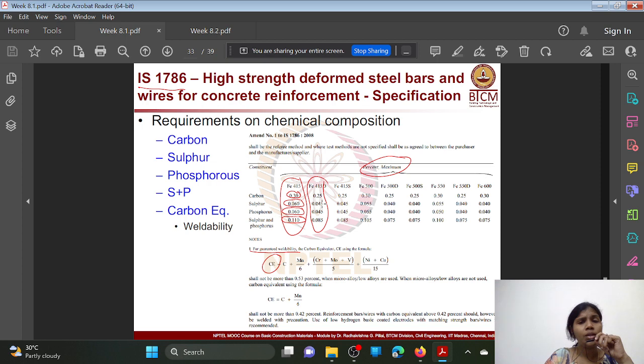And what are the requirements here? So here for Fe415, the carbon content should not be more than 0.3%, sulfur should not be more than 0.06%, phosphorus should not be more than 0.06%, and sulfur and phosphorus together should not be more than 0.110%. Okay, these are all the different compositions.